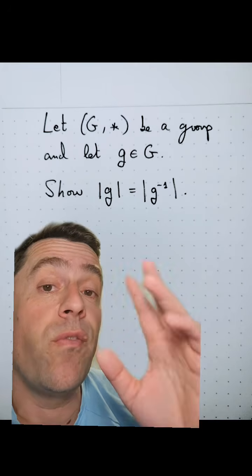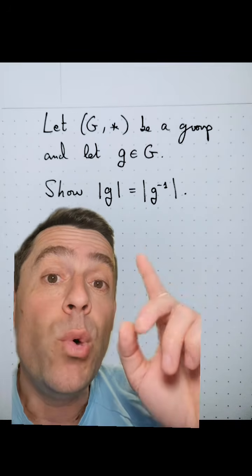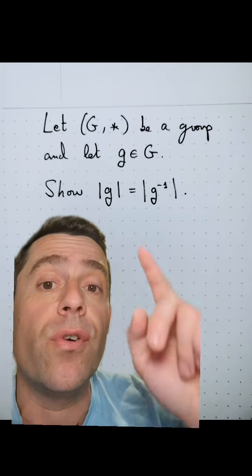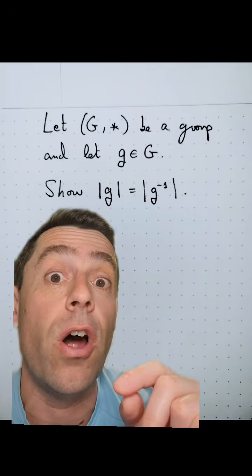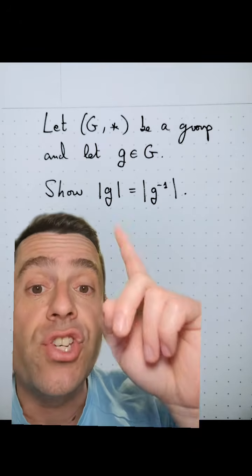Let's give a proof of the following fact in group theory. Let G be a group, let little g be an element of the group, and prove that the order of g is the same as the order of its inverse with respect to the operation star. Remember that the order of an element is the smallest positive integer n such that g to the n is the identity.